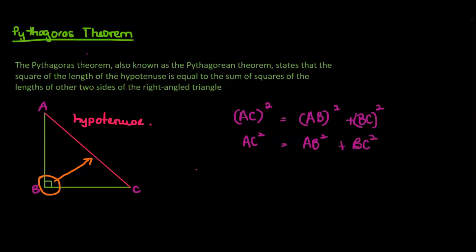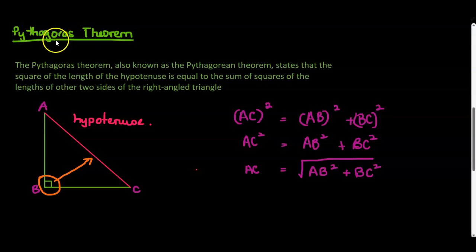And if you want to find AC, we take the square root. So the square root of AC squared is AC, and that will be equal to the square root of AB squared plus BC squared. So that is how we use Pythagoras' theorem to find the length of the hypotenuse.